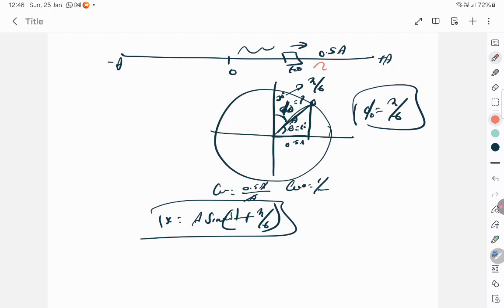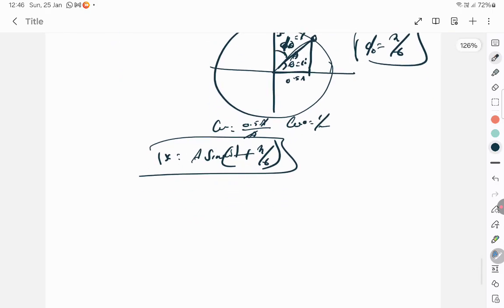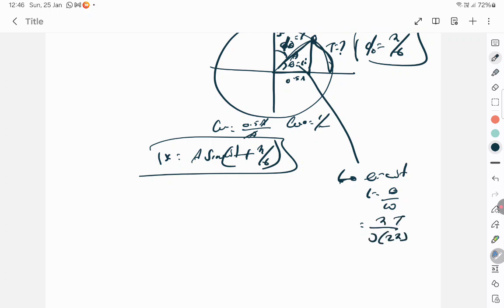Supposing the question is different. Supposing they ask you the time taken for it to move from this point to this point. This is the time that they're going to ask you. You know that this angle is 60 degrees, and the time taken for this is what they're asking. Theta is equal to omega into t, so t is equal to theta by omega. Theta itself is 60 degrees, which is pi by 3. Omega itself is 2 pi by capital T. Pi and pi get cancelled, giving T by 6. Therefore, the time taken for this journey is T by 6, where the capital T is the total time period.